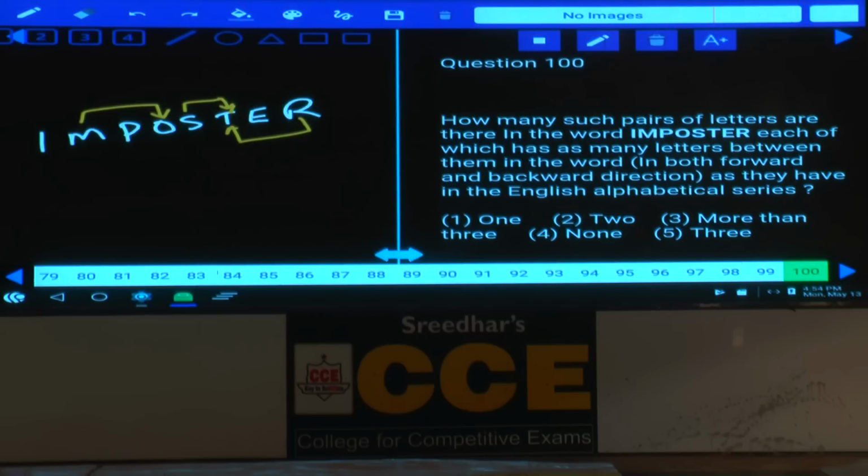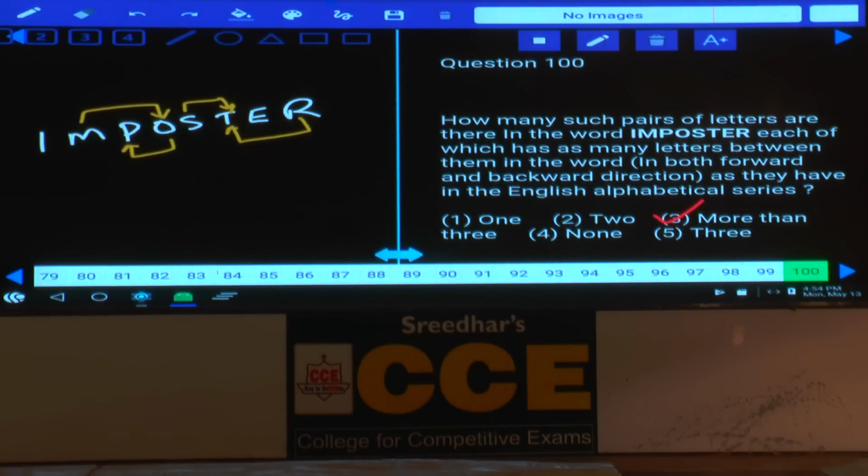R, S, T, U, V, W, X, Y, E, F, G, H, I, J, K, and T, U, V, W, X, Y, S, T, U, V, W, and again O, P. And tell me how many pairs are there? There are 4 pairs. 4 pairs means more than 3, that is choice 3.